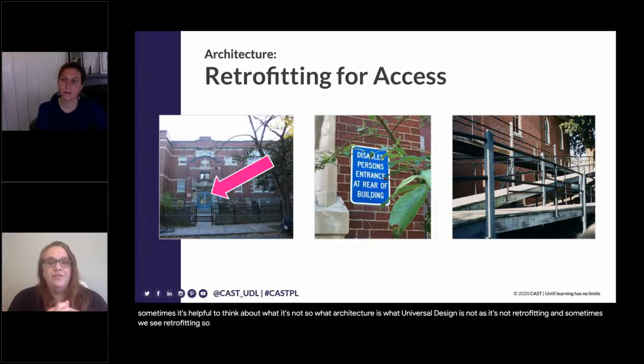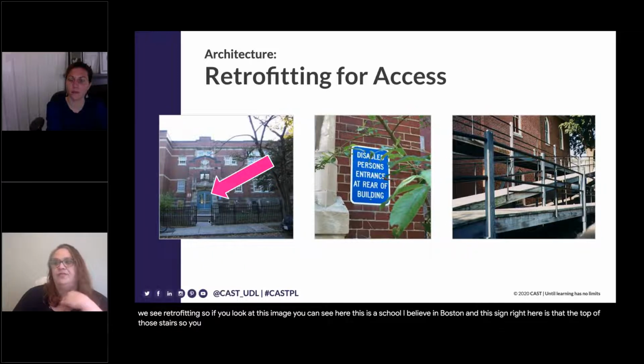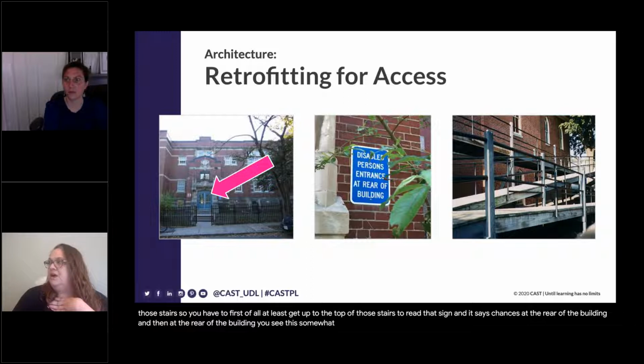So if you look at this image, this is a school, I believe in Boston, and this sign right here is at the top of those stairs. So you have to, first of all, at least get up to the top of those stairs to read that sign. And it says, disabled persons entrance is at the rear of the building. And then at the rear of the building, you see this somewhat rickety ramp for access.